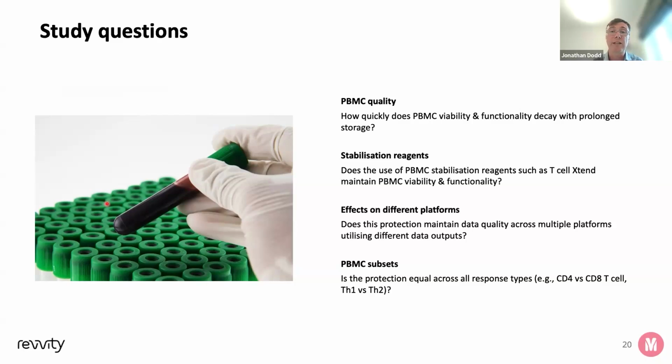More interestingly, does its protective effect occur across all different assay platforms, so ELISpot, FluoroSpot, flow cytometry, equally, or do we see protection on one platform but not on another? And further, do we see differences in protection across different cell types? So do CD4 T cells, are they protected more than CD8 T cells, or Th1 responses more than Th2?